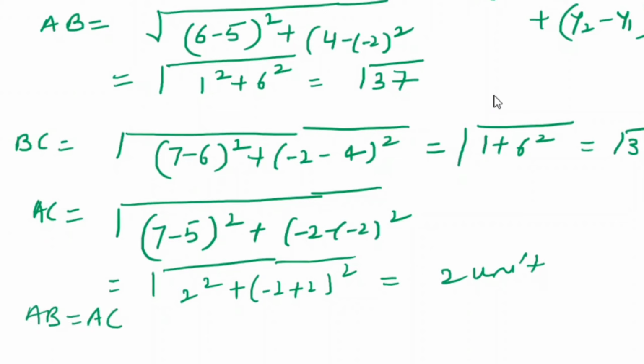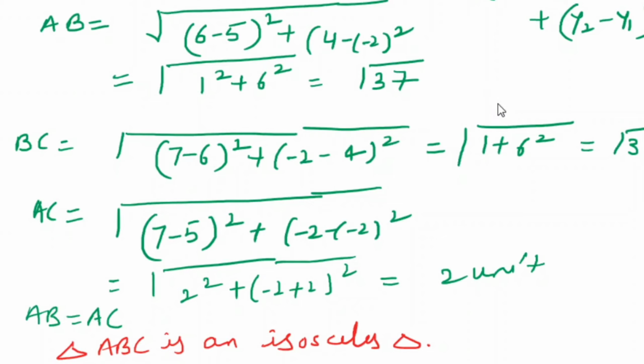So what does it mean? It means that triangle ABC is an isosceles triangle. This is an isosceles triangle, okay? So this is the way we'll solve question number 4.